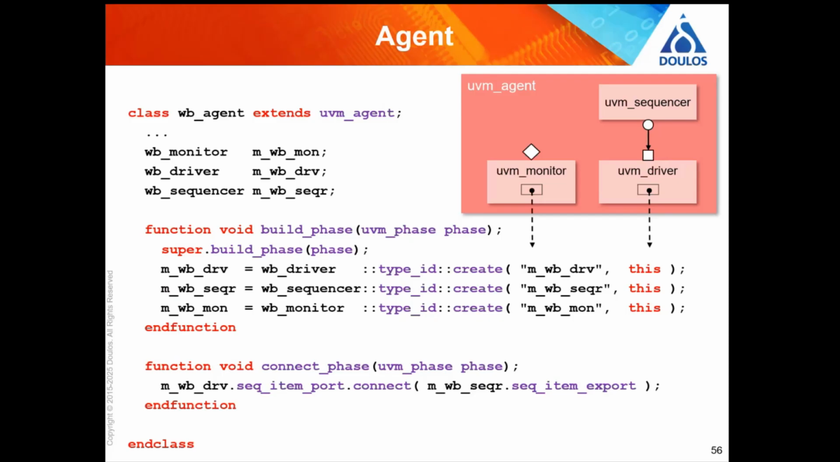So we're creating the three things in the build phase, and then you can see there's another method we've overwritten at the bottom called connect phase. I'm not going to go into detail, but clearly we appear to be connecting some things, don't we? If you look carefully, we're connecting the driver and the sequencer together in the connect phase. So just giving you a taster of what's going on.